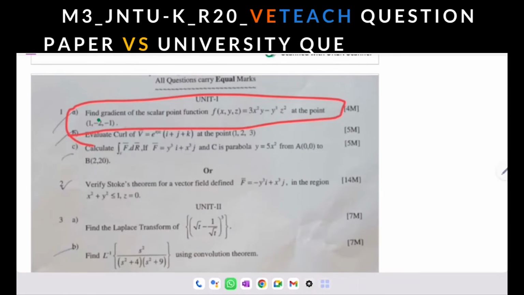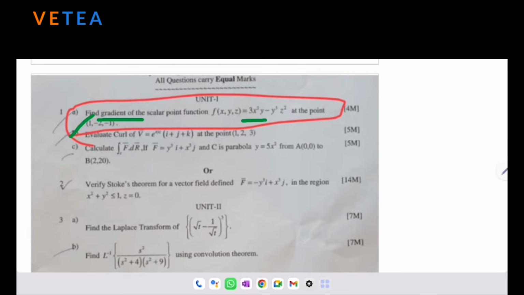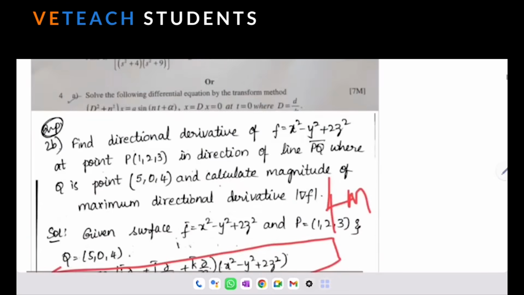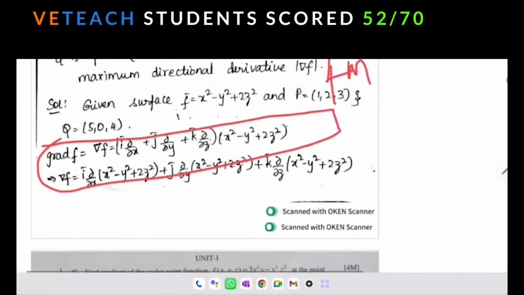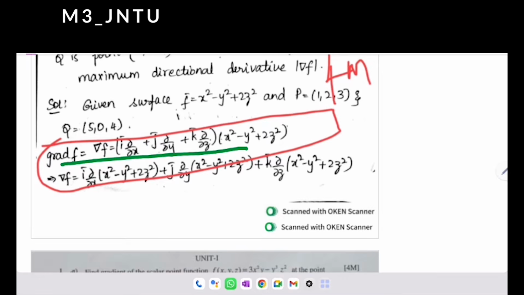Next one, question 1A is to find out the gradient and scalar at a given point. We have given the same thing, but in a problem, we have already calculated the gradient of the given function at a particular point.